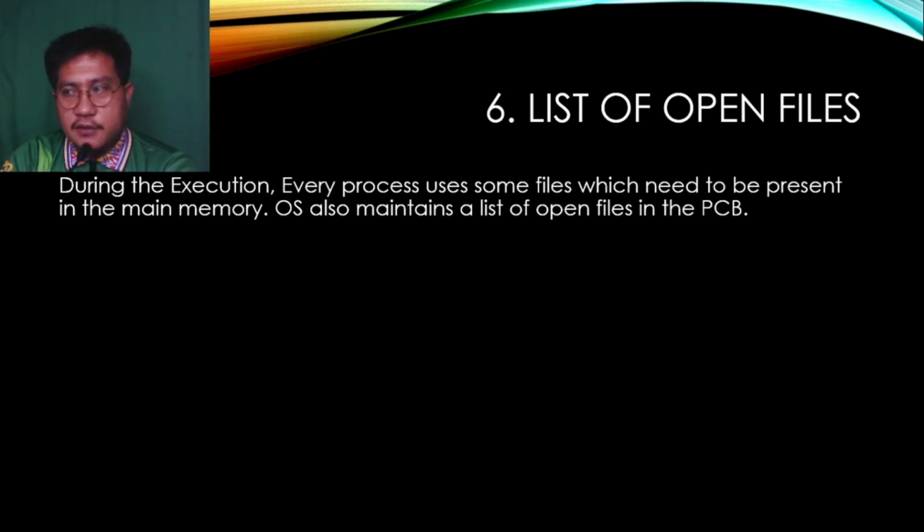Say, for example, you're opening different kinds of files while you are using the computer. Your operating system keeps track of those open files, and also creates a list of these open files in the PCB, the process control block. So all the open files will also be stored in your process control block, or the PCB.